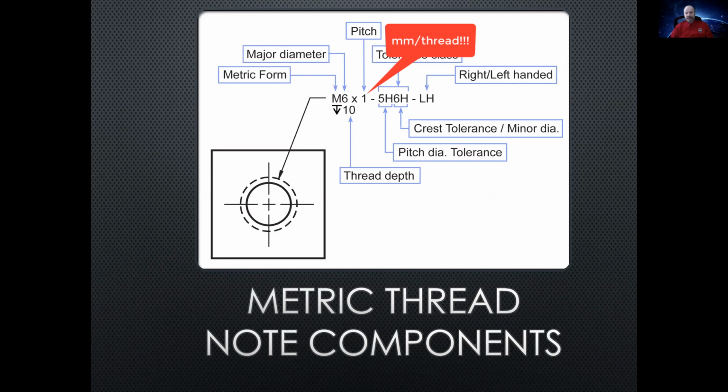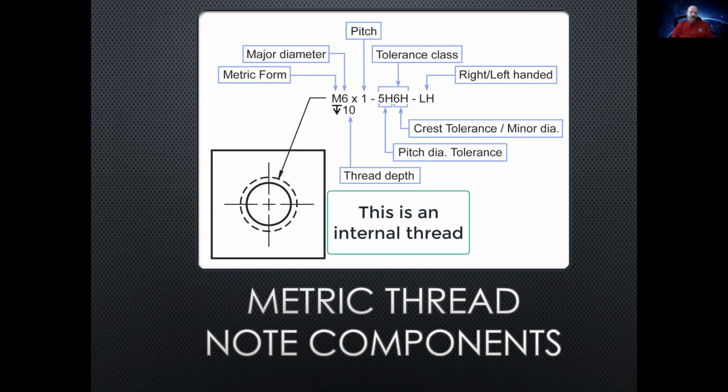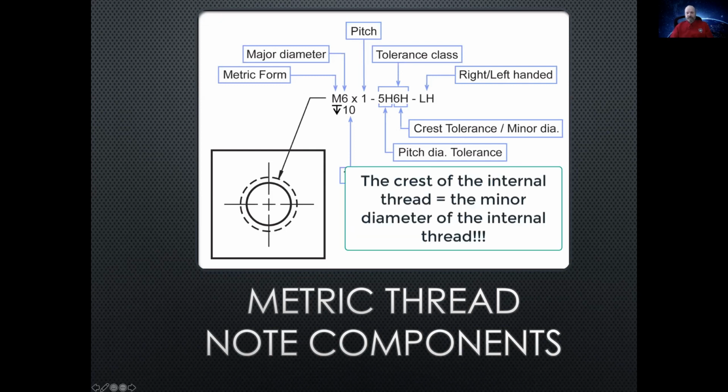Okay, and then you have tolerance classes. So it gets a little more complex here. Right, we have a pitch diameter tolerance, a crest tolerance with a major diameter indicator, and then of course you have left and right threaded, and you have thread depth as usual. How deep do you want the threads to go? Now the hole's going to be deeper.